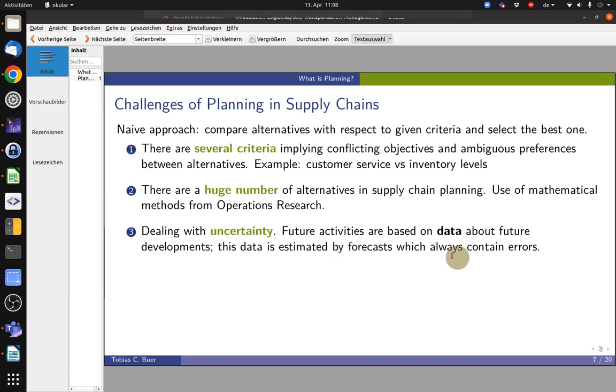And with forecasts, there is always error. They will not be as precise as what really happens. And our methodology, our way of working, has to deal with this uncertainty. So these are challenges in planning in business and supply chain environments. Several criteria to decide what is a good solution, a huge number of discrete alternatives, and we have to deal with uncertainty in our planning.